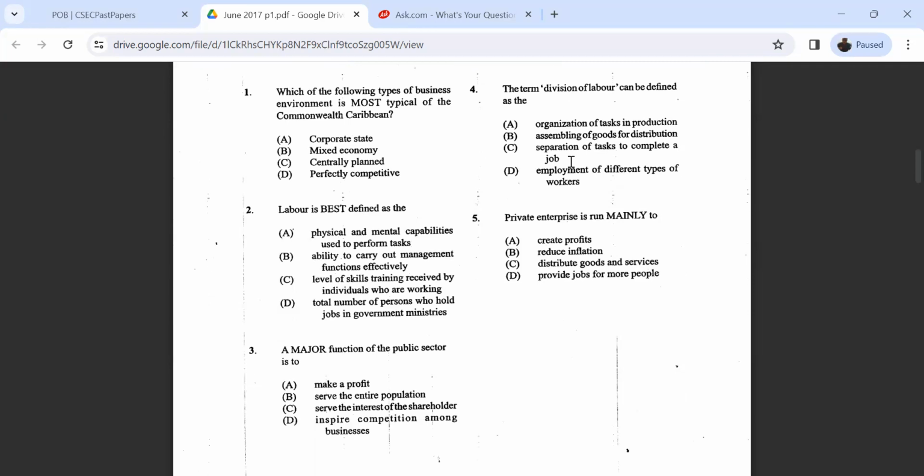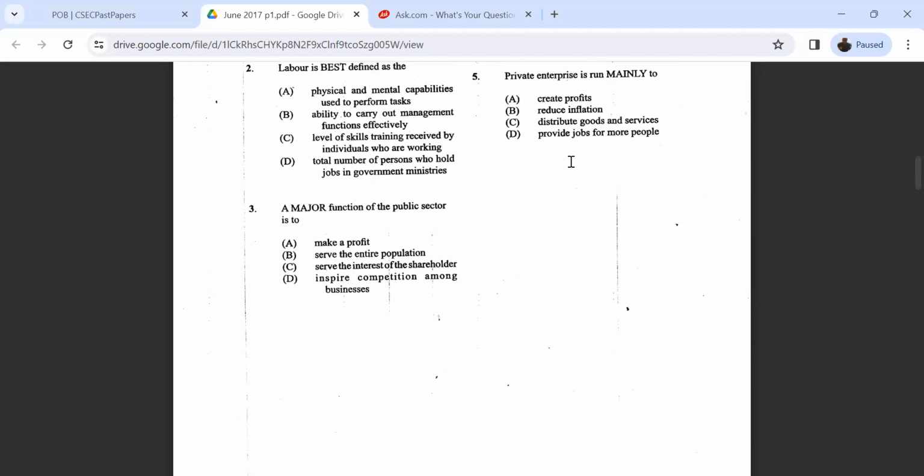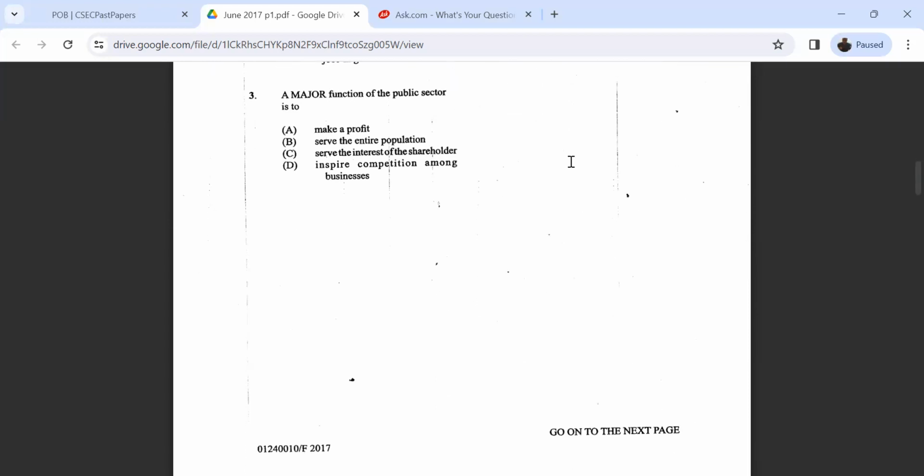Number 5. Private enterprise is run mainly to, what's the main reason we open businesses? To do what? A. Create a profit. Right. You never hear a man sit down and say, you know what, my dream is to open a business so I could provide more jobs. You might have a few kind-hearted people, but most people want to make profit.